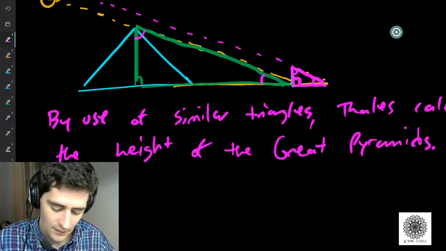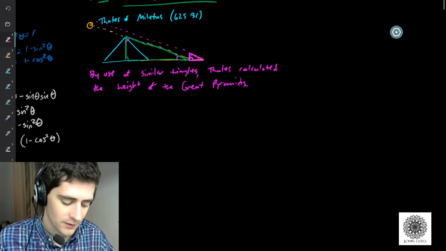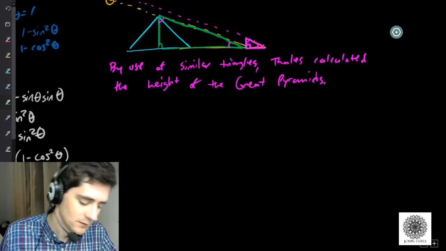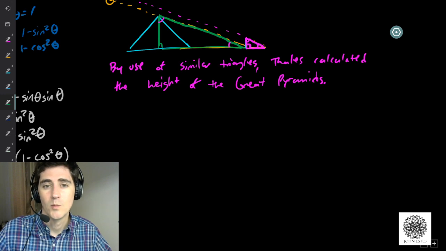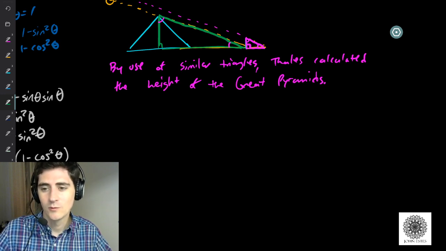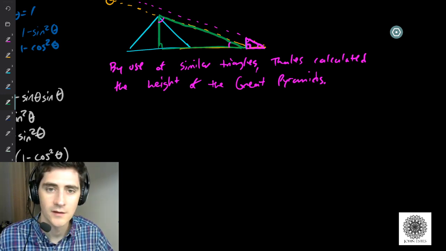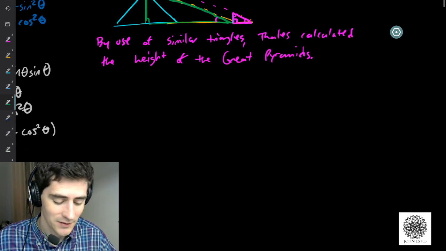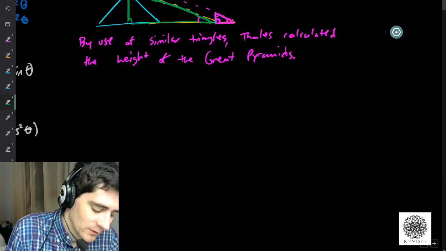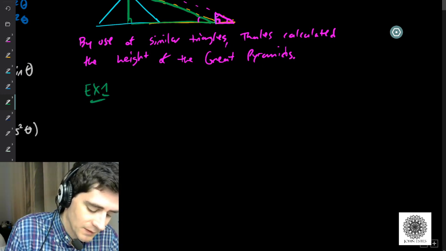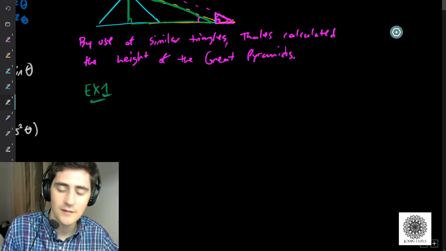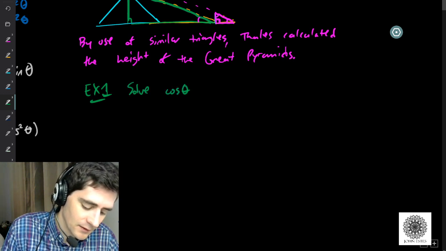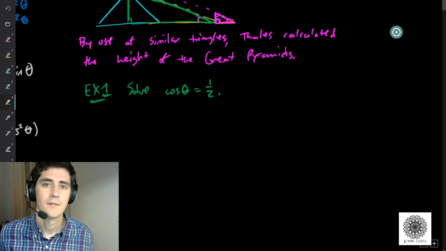Now we're going to look at examples where we're trying to solve equations using trigonometric functions, but do these things show up in the real world? Yes, very much so. There is a reason you're studying trigonometry. So example 1, we want to solve something like this. Again, we're going to start off kind of easy. Solve cosine of theta equals 1/2.